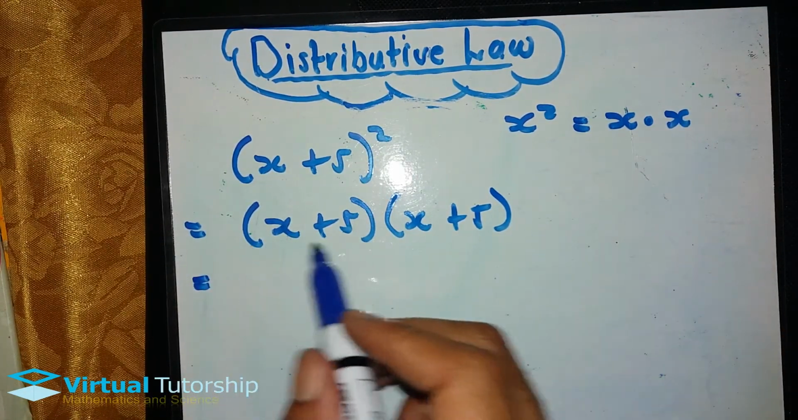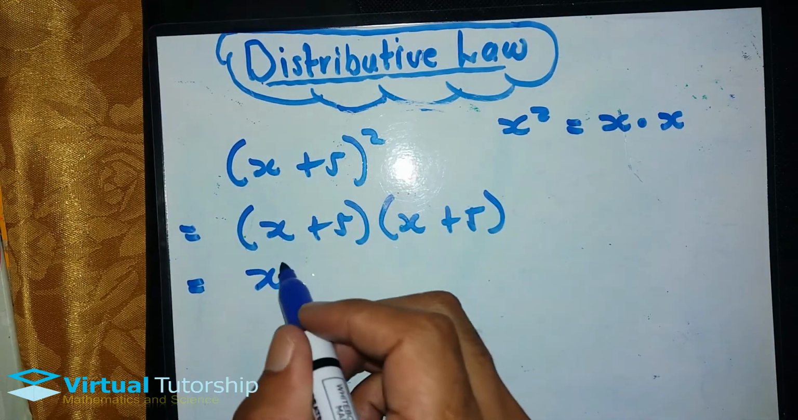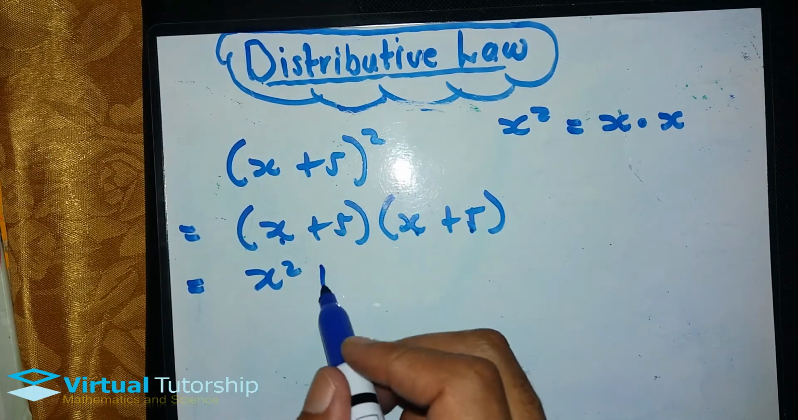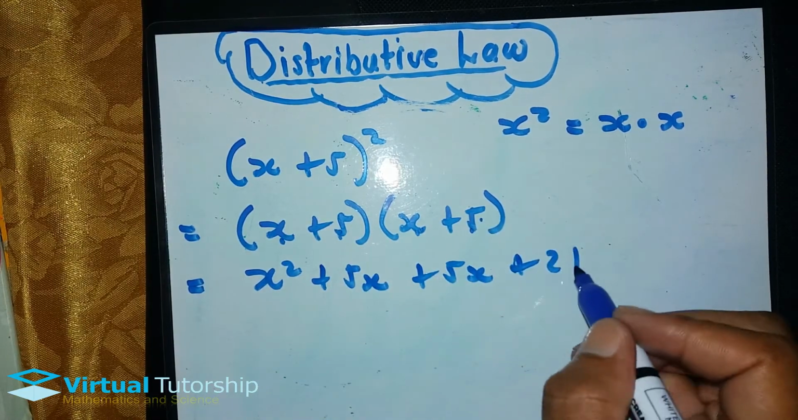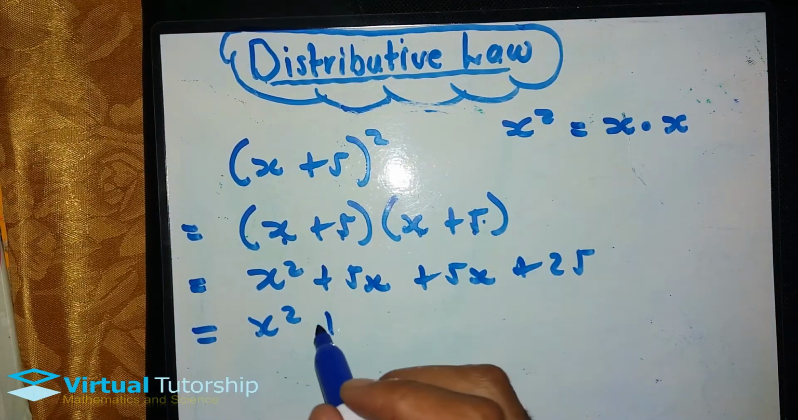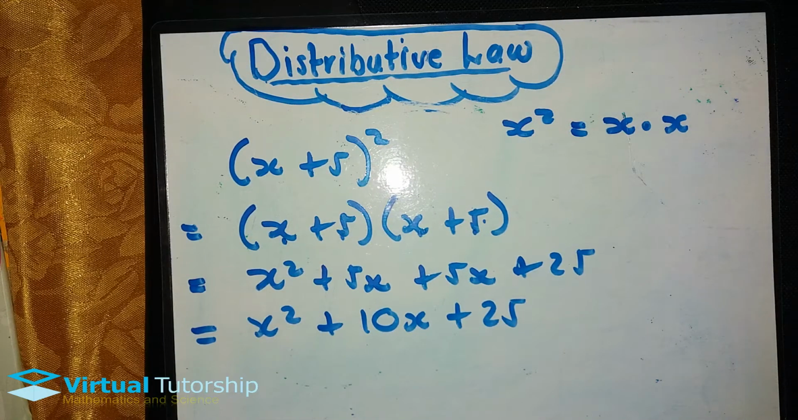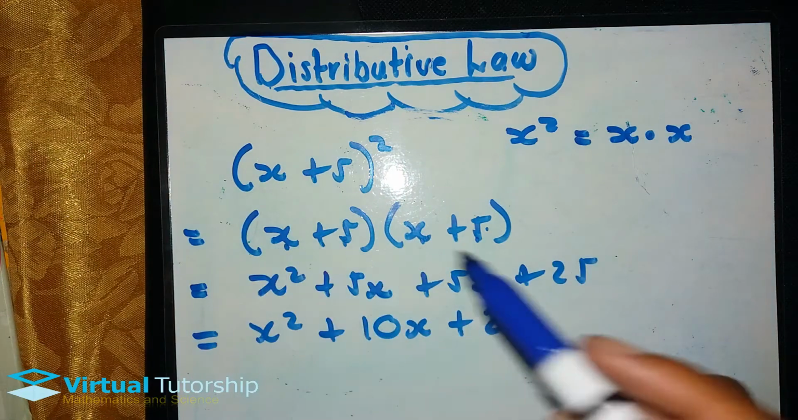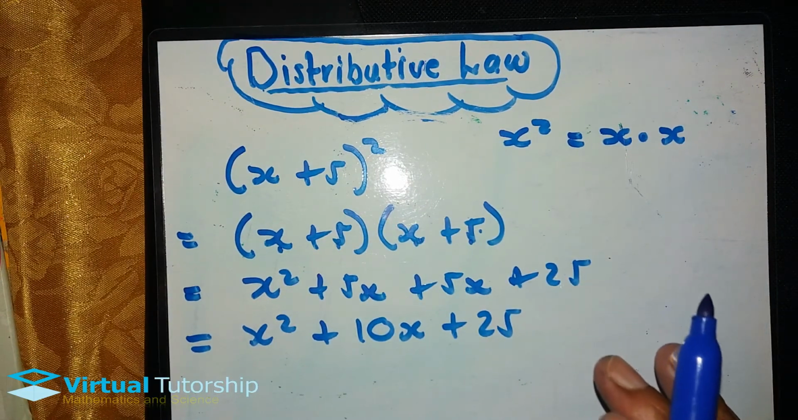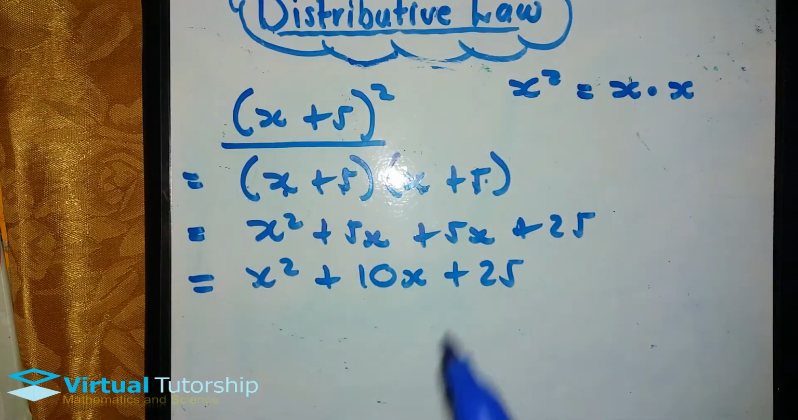So in a situation like this, you can apply the distributive law, right? You will get x squared, and then you get 5x, and then you get 5x, you get 25. Now add the like terms, you get x squared plus 10x plus 25, descending powers, right? So if they give you a bracket like this, you can break it into 2 brackets, right? But there's a much simpler way of solving a bracket like this, right? But that's a discussion for another day.